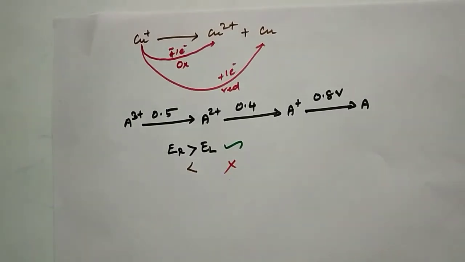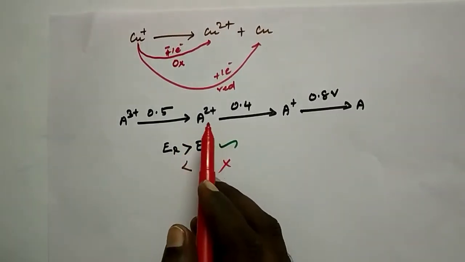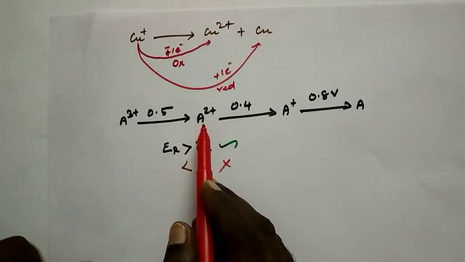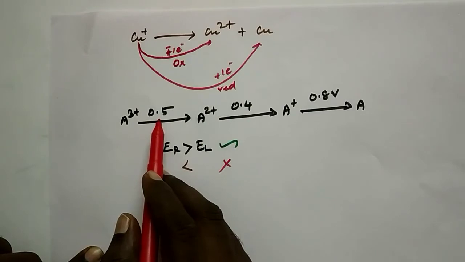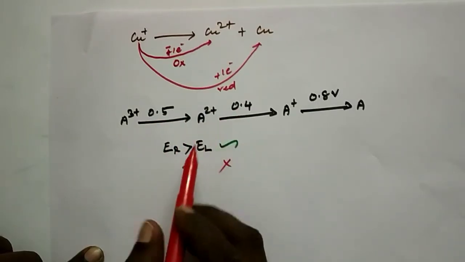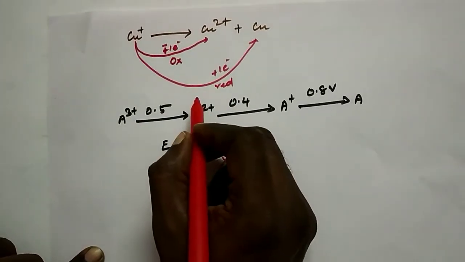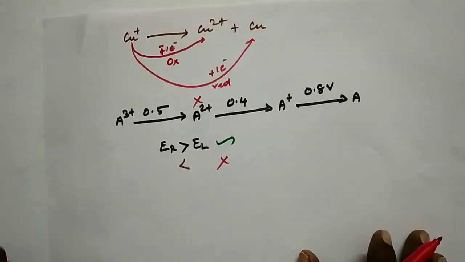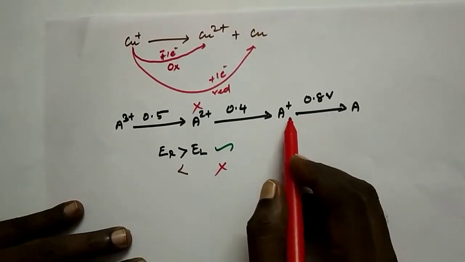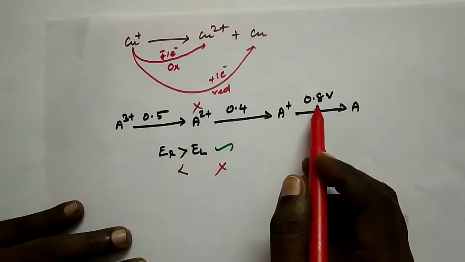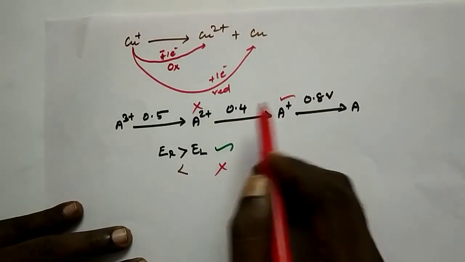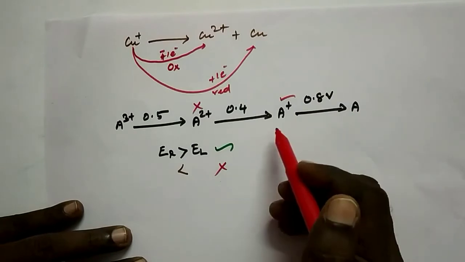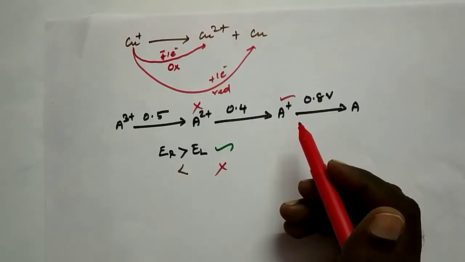Remember, say for example this is A2+. On the right hand side it is 0.4, E left is 0.5. So E right is smaller than E left, so A2+ doesn't undergo disproportionation. But here, see the right and left, E right is greater than E left. So A+ undergoes a disproportionation reaction.